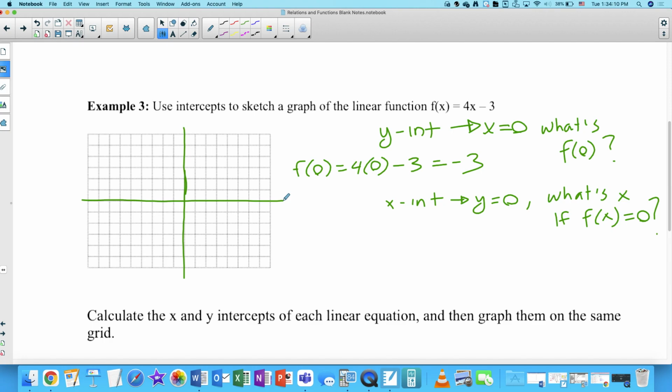This guy, okay, at the x-intercept, y is 0. So I'm going to sub in a 0 here and solve for x. Okay, and when I do that, I have to add 3 to both sides. So 3 equals 4x, divide by 4. Okay, so x will be 3/4. So my x-intercept is right here. Okay, as soon as you have 2 points, you can connect them. There you go.